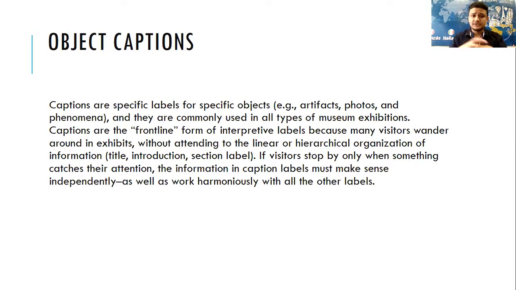The object captions are specific labels for a specific object. So artifacts, photos, and phenomena. They are commonly used in all types of museum exhibitions. Captions are the front line form of interpretative labels because many visitors, for example, if you have gone to or visited any exhibition or museum, you see the description, right? And then you have the title, the introduction, the section label.